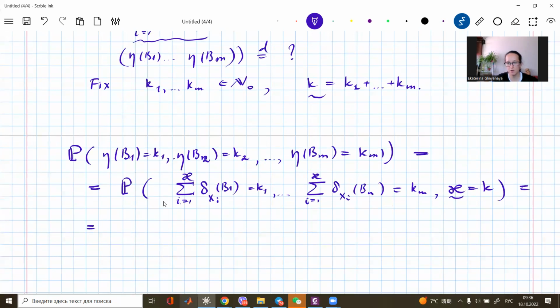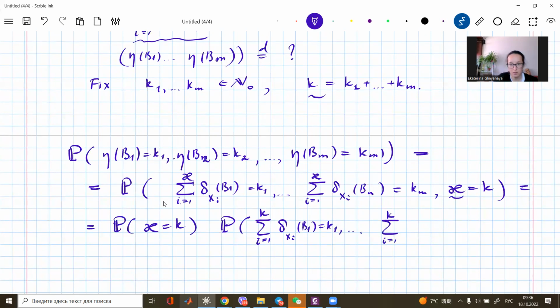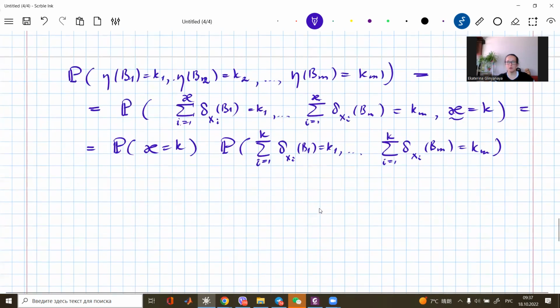But now I can use independence of kappa and x, and I can substitute kappa here. So I just write the probability that kappa is equal to k, and here the probability of the sum for i from 1 to exactly this k, delta xi of b1 is equal to k1 and so on, delta xi of bm is equal to km. And here the second probability is equal to a multinomial distribution.